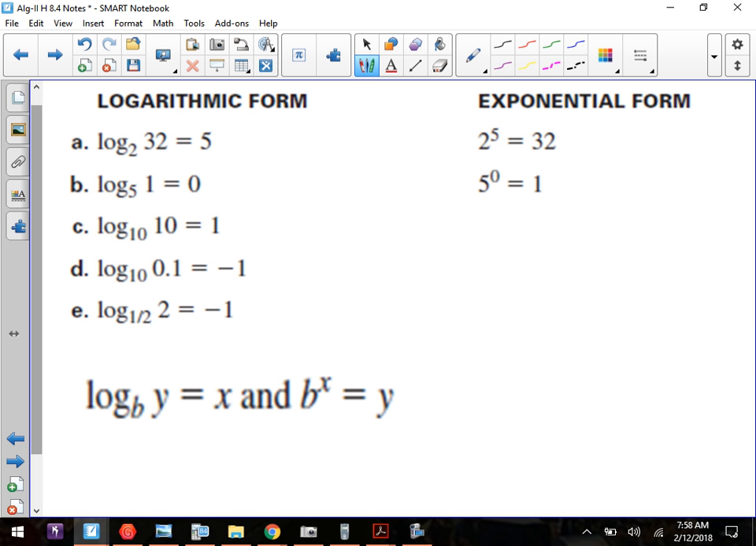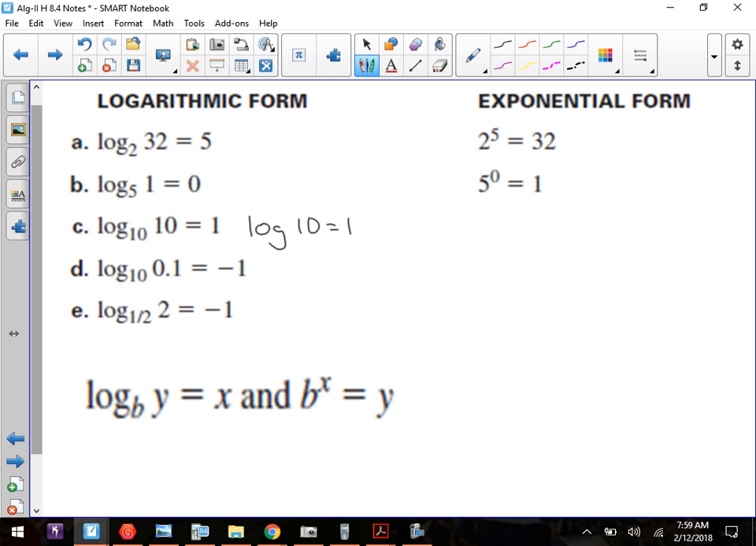Sometimes you will see this written as just log of 10 equals 1. If you don't see a base next to a log, it is implied that it is base 10. It's kind of like if you have a variable with no coefficient, it means the coefficient is 1. They just won't write it as log base 10. So log base 10 of 10 is the same thing as saying log of 10.